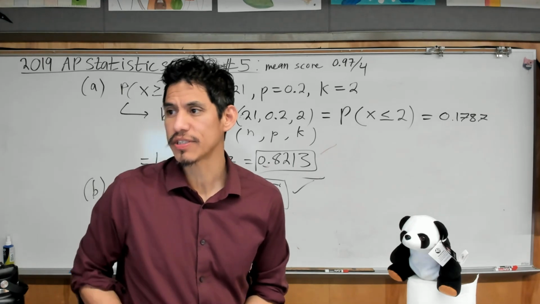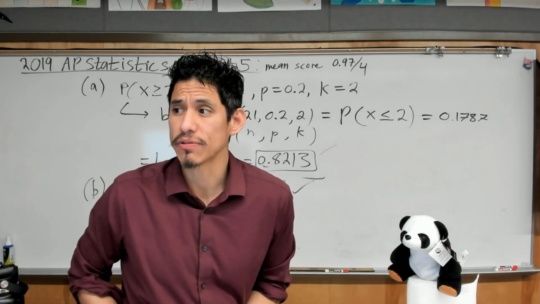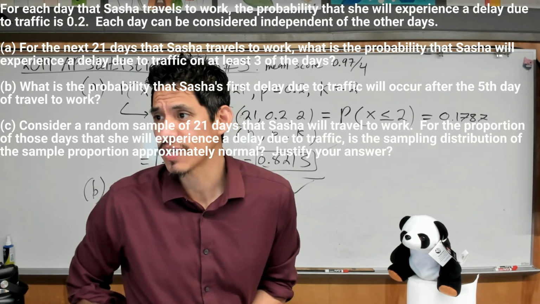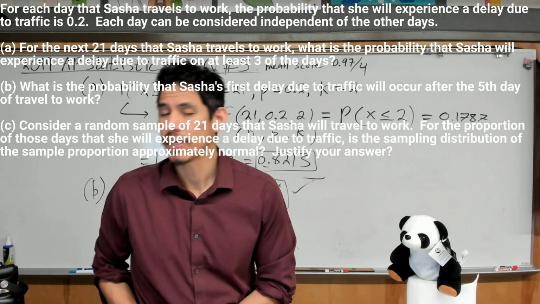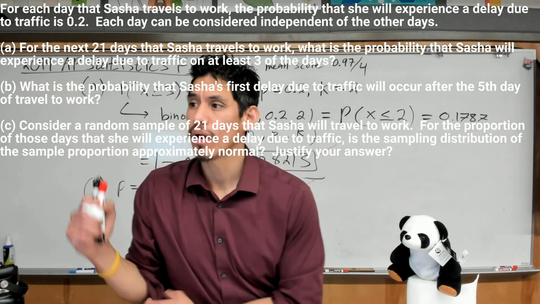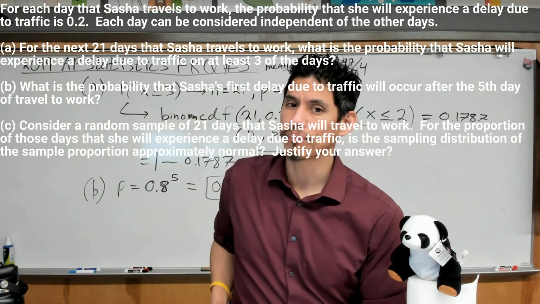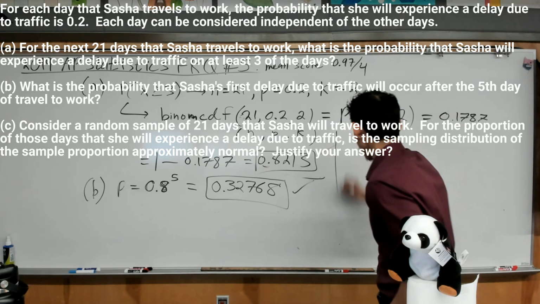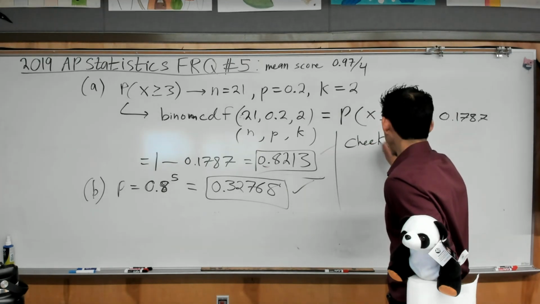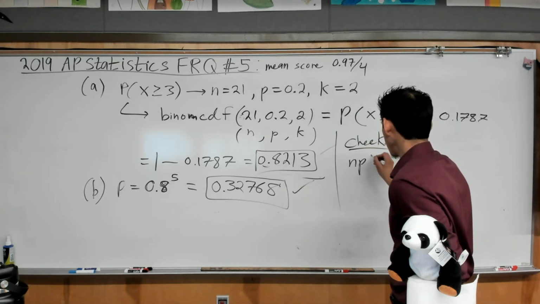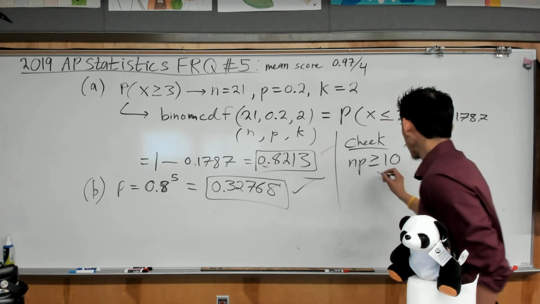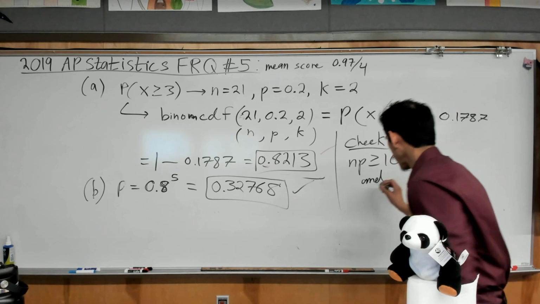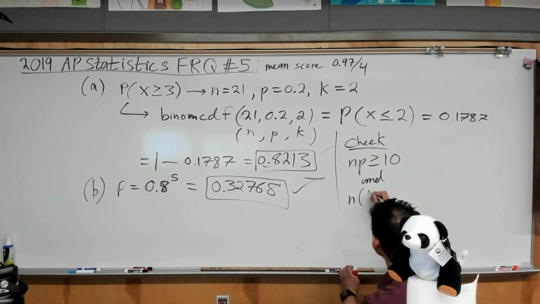And part C, consider a random sample of 21 days that Sasha will travel to work. For the proportion of those days that she will experience delays related to traffic, is the sampling distribution of the sample proportion approximately normal? So here we just have to check the large counts condition. Check that np is at least 10, and n times 1 minus p is at least 10.